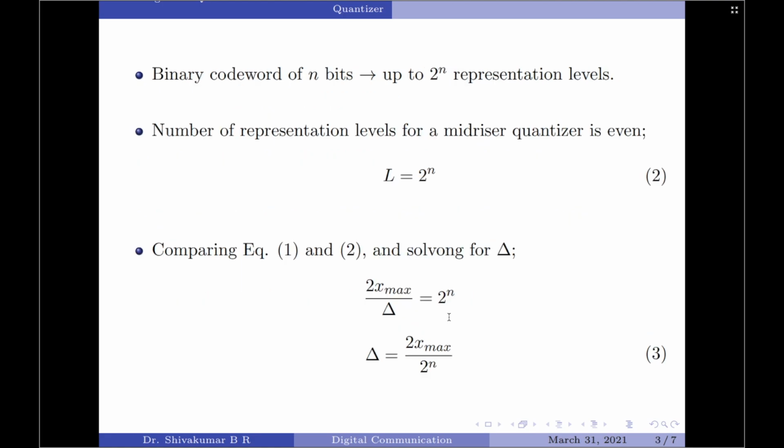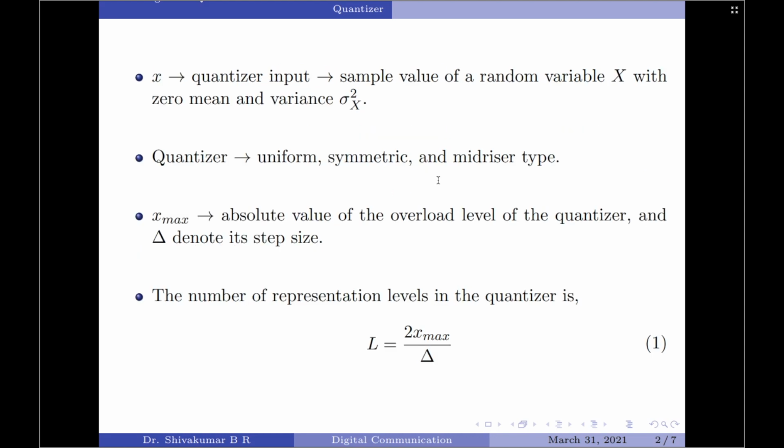Further, we know that for a binary code word of n bits, we can have up to 2 to the power of n representation levels. Since we have considered here a Midriser quantizer and the number of representation levels for a Midriser quantizer is even, we can once again write an expression for the number of representation levels as capital L equals 2 power n. So, we have now expressed the number of representation levels of a Midriser quantizer in two different terms.